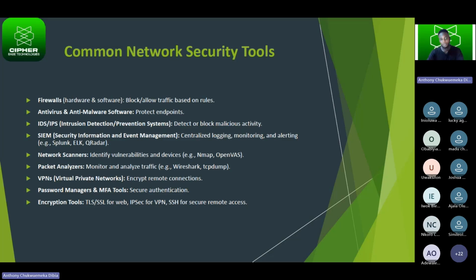Then we have IDS and IPS. Now we have intrusion detection system and intrusion prevention system. So the intrusion detection system helps to detect malicious activities in your network depending on how you set it up. An example of an IDS is Snort. If you check online, you see Snort. Now, Snort is a kind of software that you could actually install on your network to try and detect malicious traffic in your network.